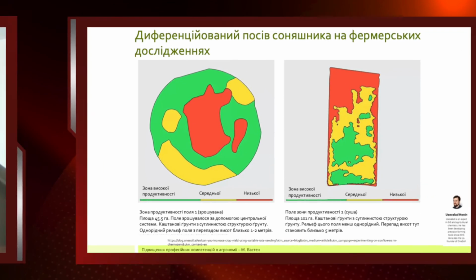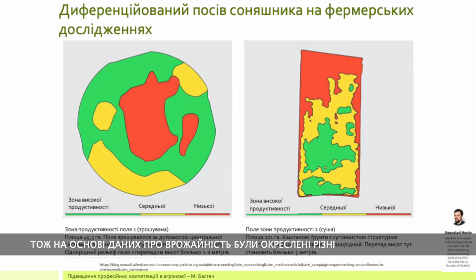The base to derive a recommendation for variable seeding in this case was also yield data. So based on yield data, different productivity zones have been delineated. As you can see, the green ones is the high productivity zone, the yellow moderate, and the red color indicates low productivity.